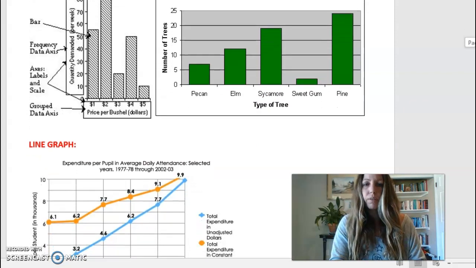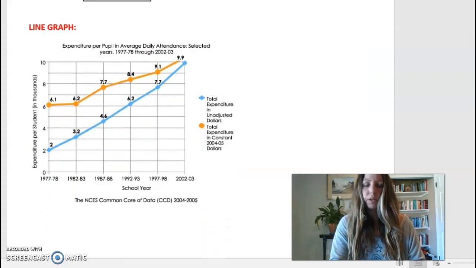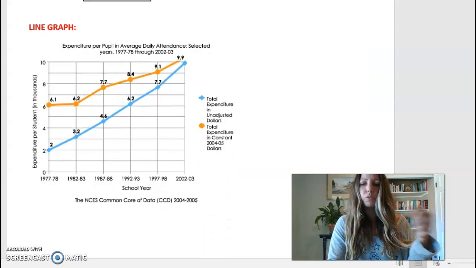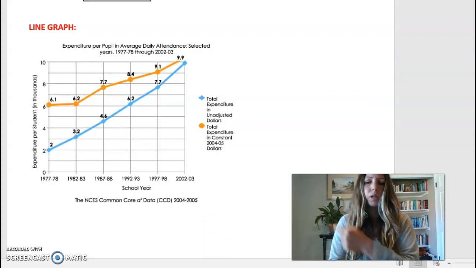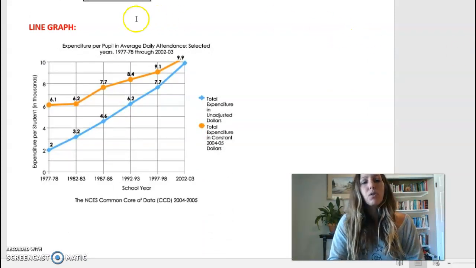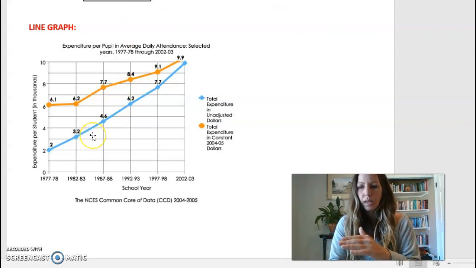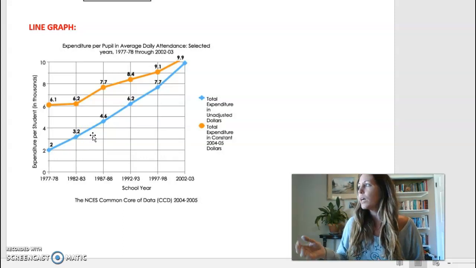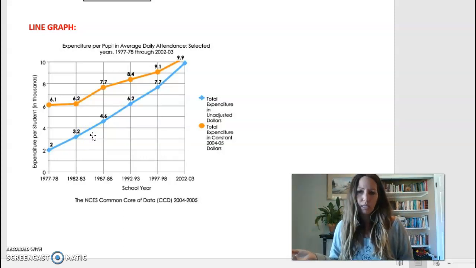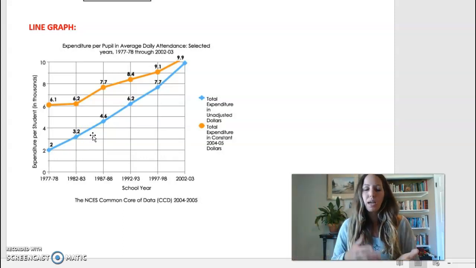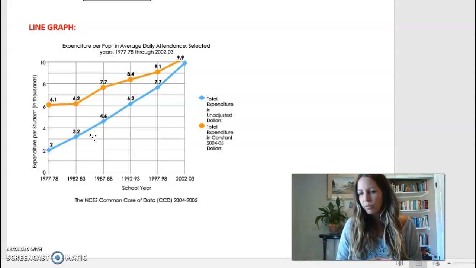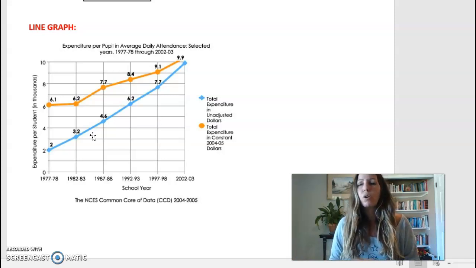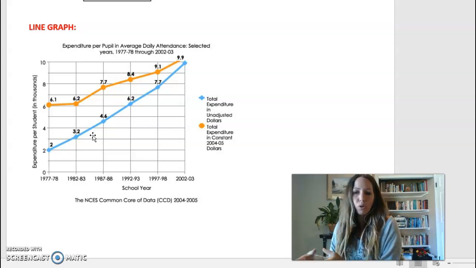Now, a line graph, on the other hand, is a little bit different. So a line graph, this way, up over here, is going to be tracking data over time. So I'm not just going outside and counting how many trees I see. I'm not going outside and just seeing how many butterflies I see, or analyzing a specific bushel of corn.